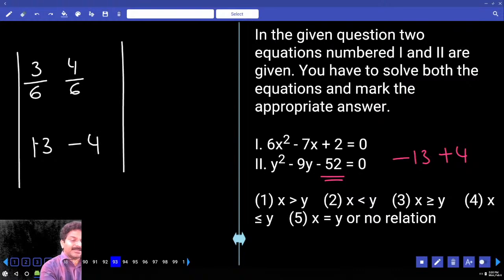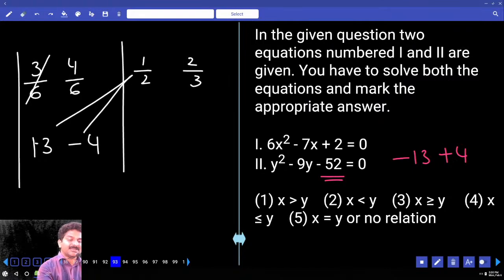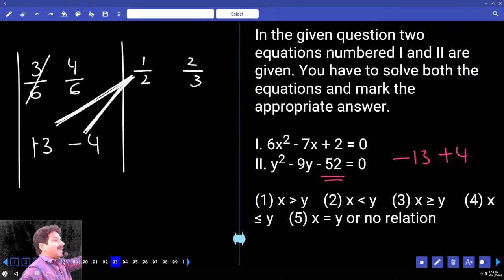Now if you simplify this, this is 1 by 2 and this is 2 by 3. One number is sufficient to answer the question. If you take 13 comma minus 4, plus 1 by 2 lies between these two numbers. So the less than condition and the greater than condition both come here. So relation cannot be established.